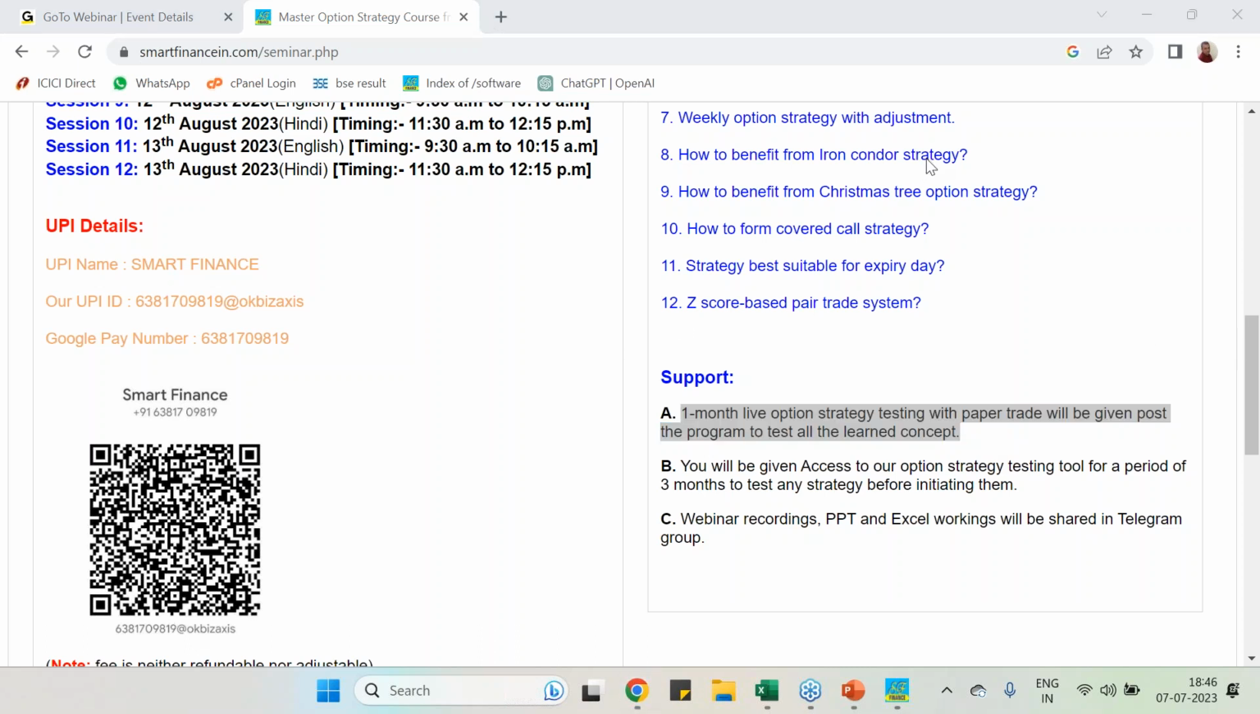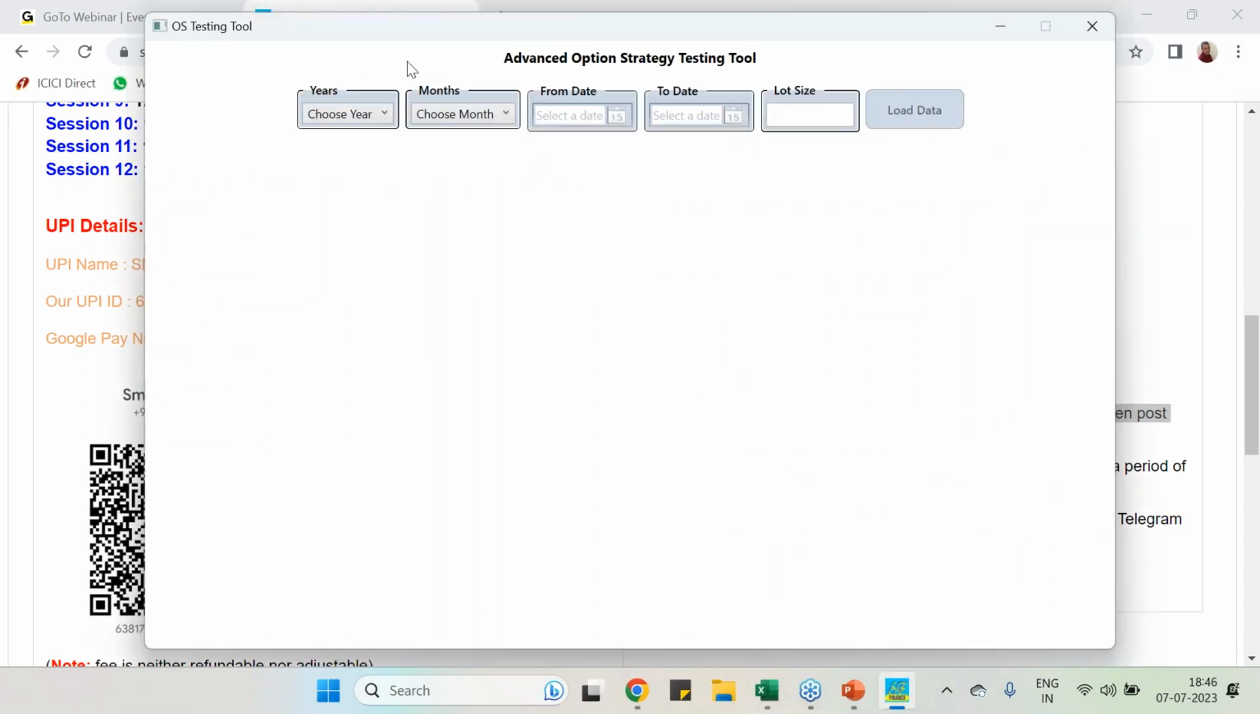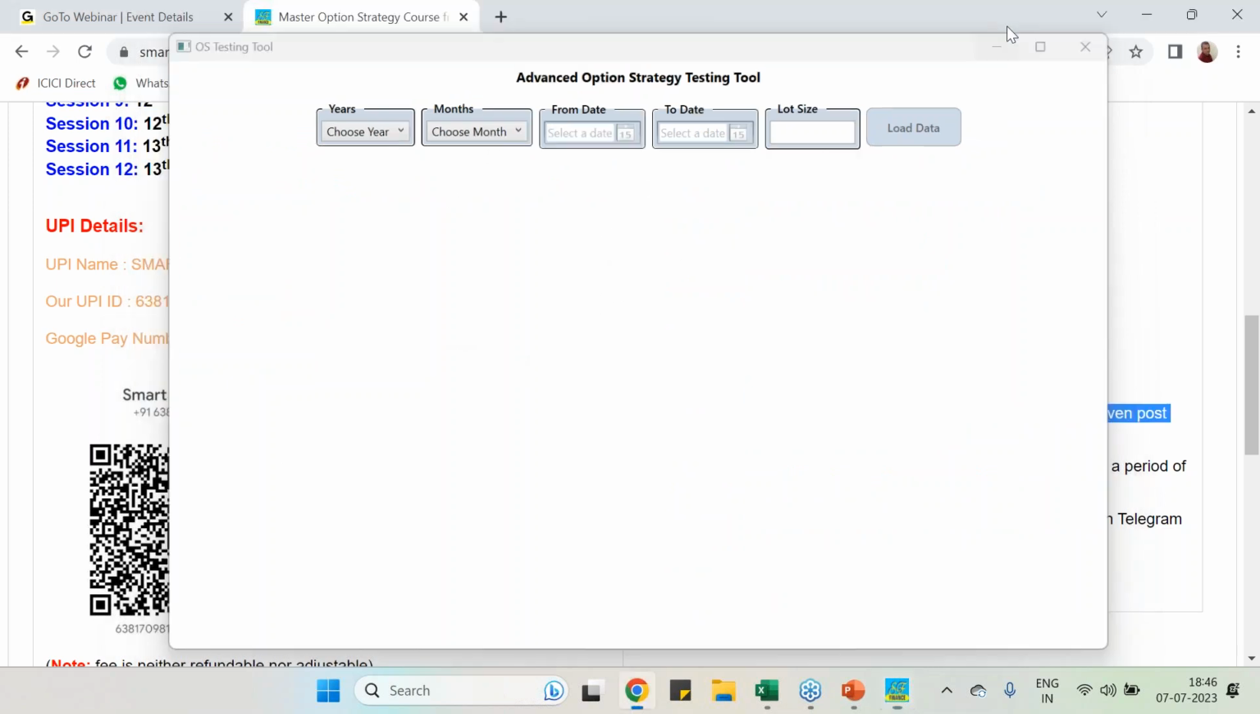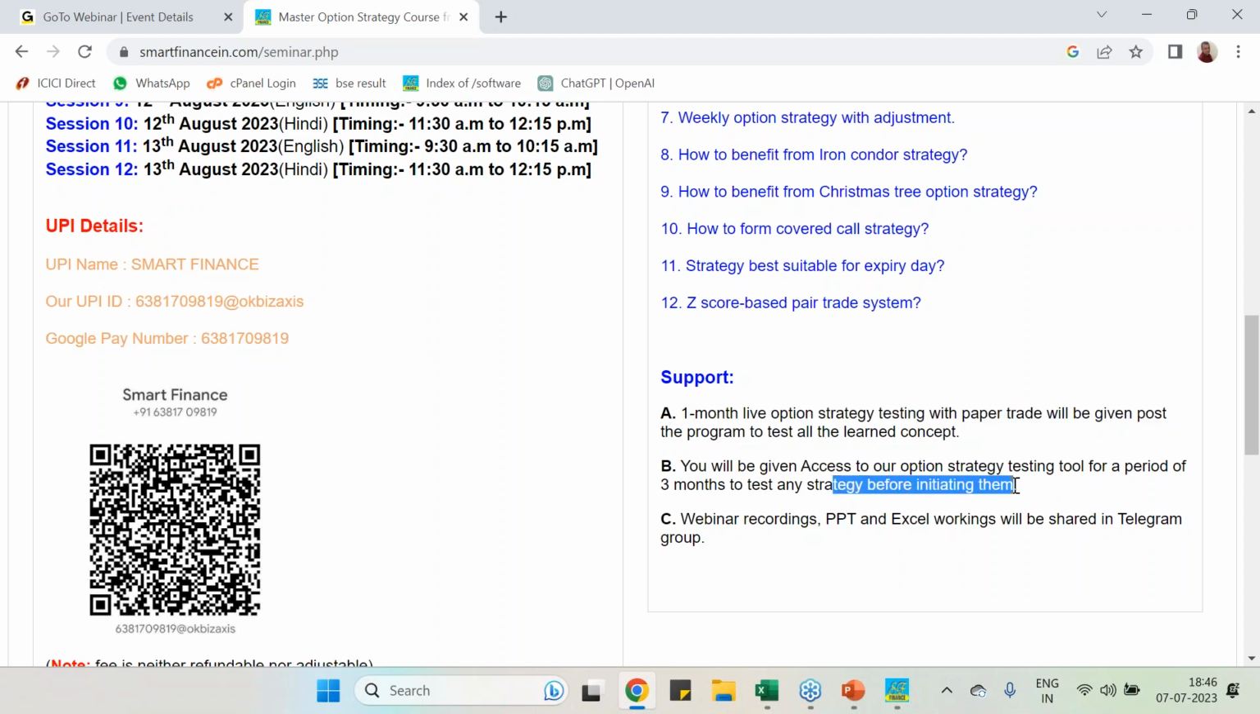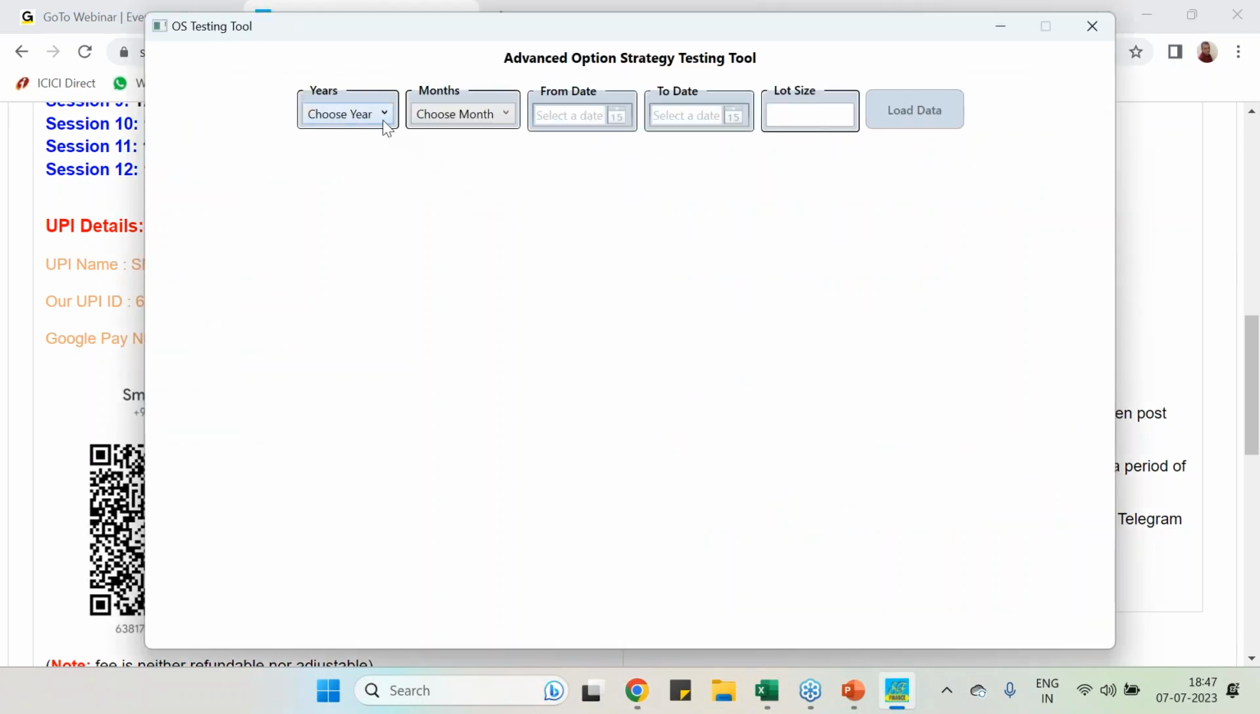So there you will be getting the information about the strategies, how to enter. That is second. Third, these strategies we are simulating or testing with this software. This I will show you how to simulate and test. So this software also will be given, with access for 3 months. Recording, PPT, everything is being given. So all things will be given. तो ये सॉफ्टवेयर कितना इजी कर देता है life को देखो.